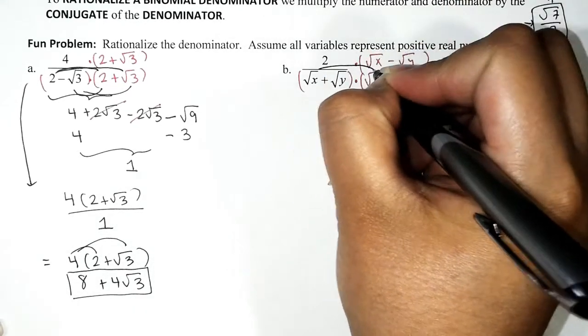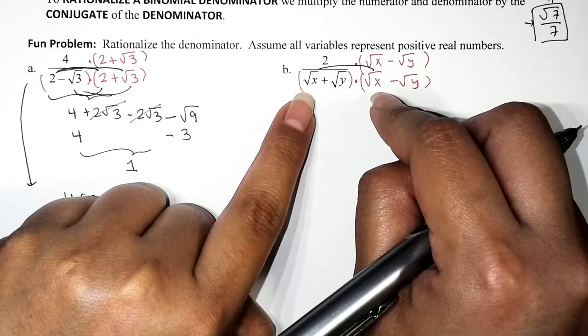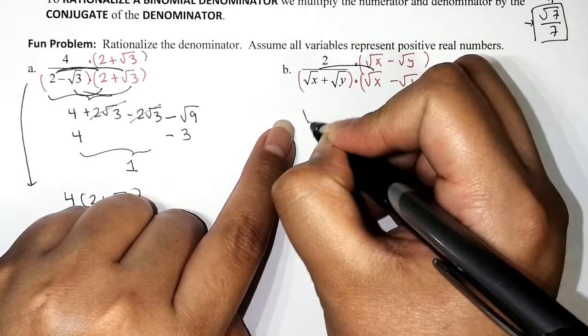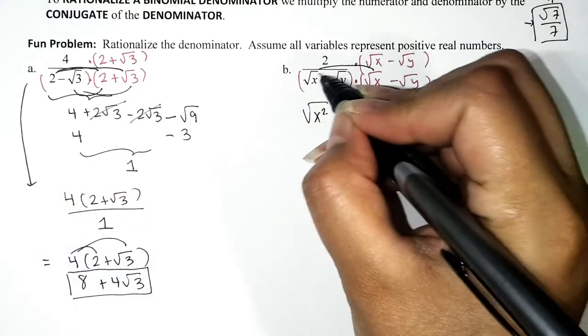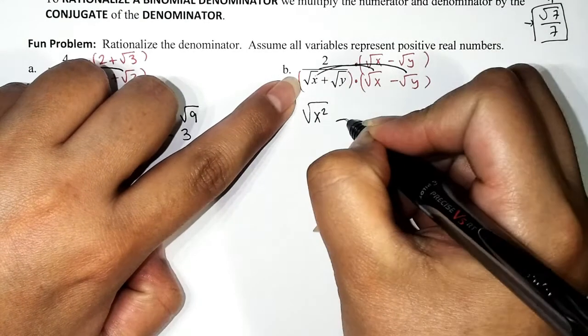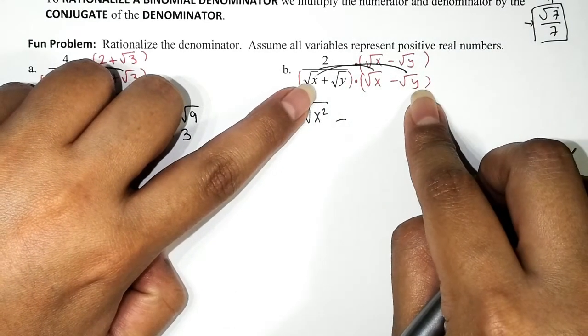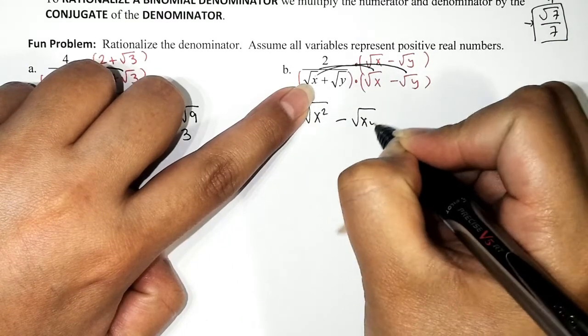Product of the first terms, square root of x times square root of x. If we multiply the radicands, that will give us square root of x squared. Product of the outer term, square root of x times square root of y. Positive times negative is negative, and the product of the radicands, namely x and y, will give us x times y. So square root of xy.